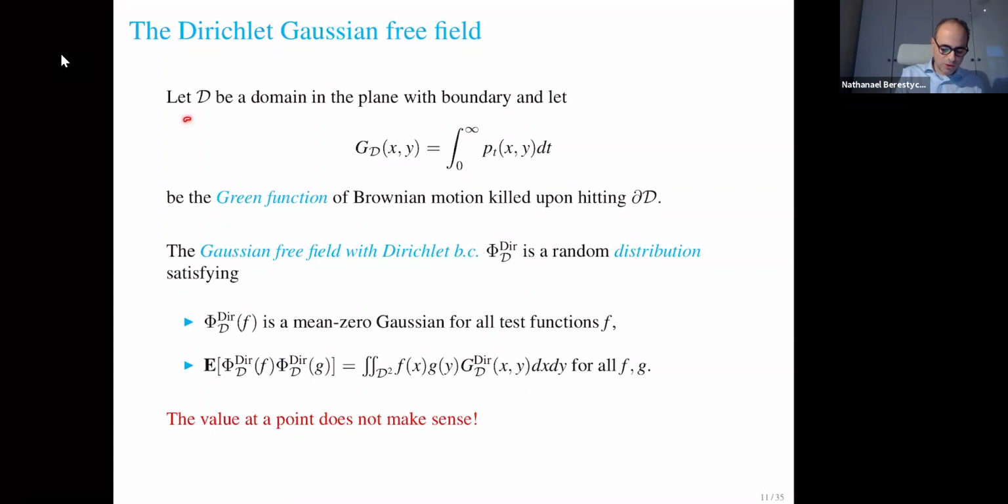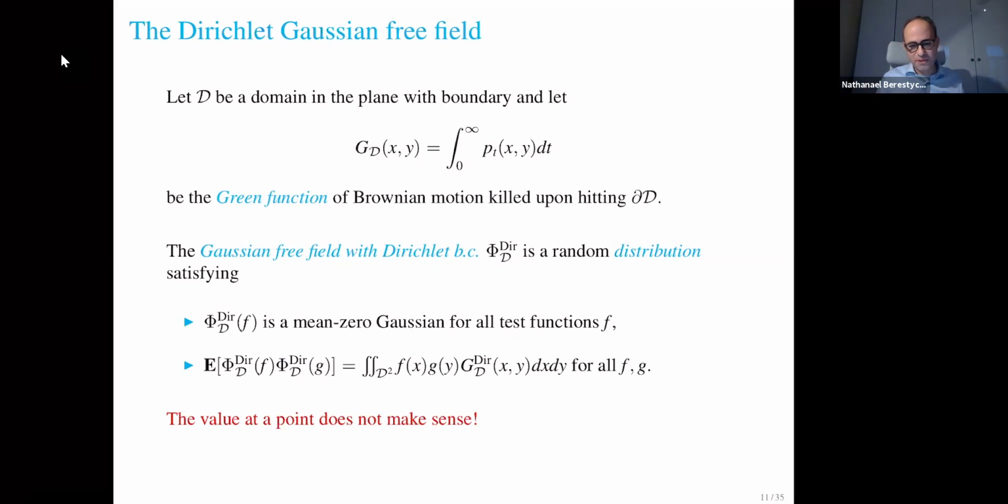And so what we do is we take a domain D in the plane with boundary. It's a bounded domain, I guess. If I have this domain, I can introduce the Green function in this domain. So what is it? I take p_t(x,y). This is going to be the transition probability for a Brownian motion, the probability that it goes from x to y in time t without leaving the domain D. So it's killed when it leaves the domain D.